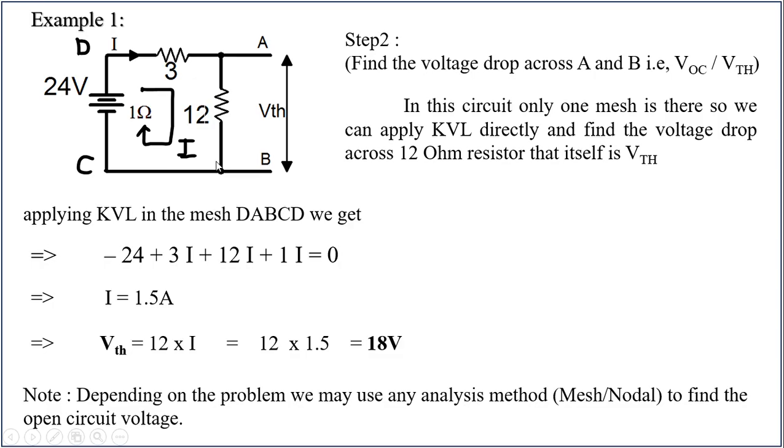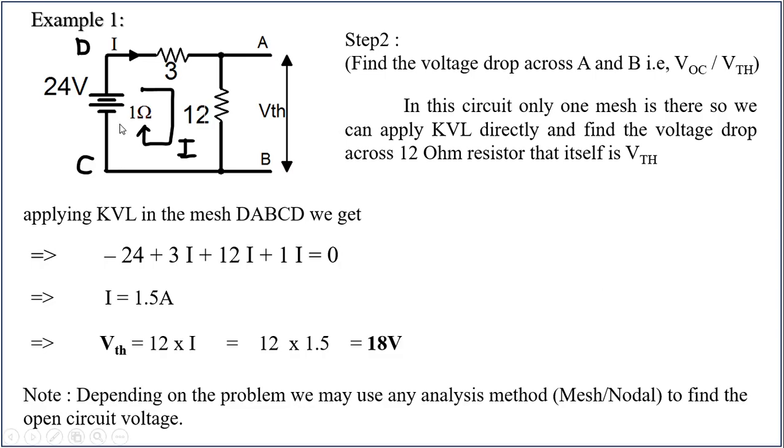If you know the current flowing through the 12 ohm resistor, the voltage across it will be V equals R and I. R is 12 ohms and I is the current. So VTH is nothing but this, because this 12 ohm and AB are in parallel with each other. So the voltage drop across the 12 ohm resistor itself is the open circuit voltage. To get that, we are applying this KVL.